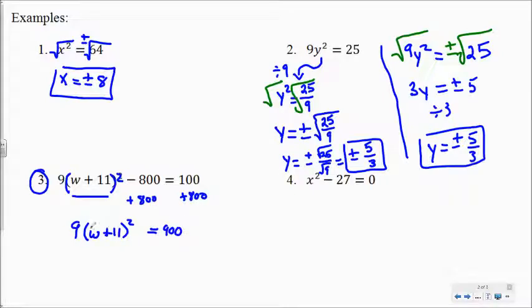Now in this case, this is a perfect square, so I could go ahead and use the second method, but I make the observation that 9 and 900 actually have a common factor of 9, so that if I were to divide both sides by 9, it would actually make my entire equation much simpler, leaving me with simply w plus 11 squared on this side and 100 on this side.